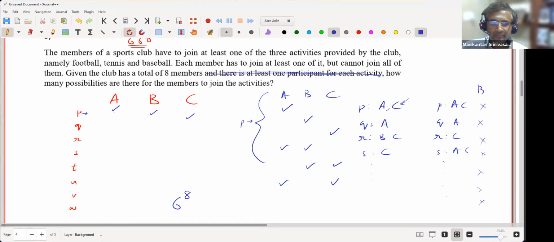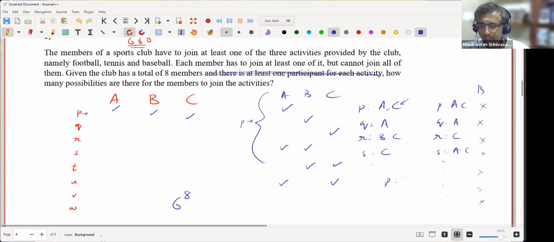Then that's bad, right? So of the 6 power 8, there will be a few cases where there will be no B at all. No one has registered for the game B, right? So that's a problem. Also, there will be some cases where all of them prefer the game A. Everyone has registered just for game A, nothing else, all the way till U, V, W, whatever. In that case, both the games B and C have no enrollments at all.